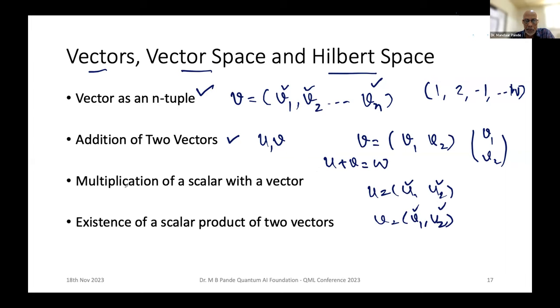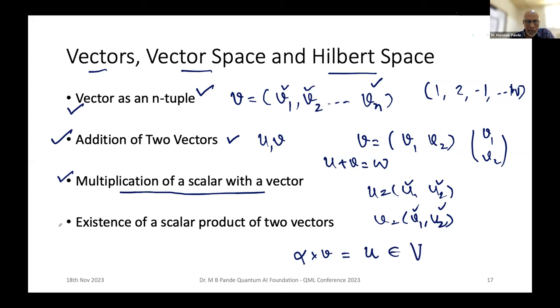The third thing is something called multiplication of a scalar with a vector. So if alpha is a scalar, that is any real number, and you multiply that with a vector V, that gives another vector U, which again belongs to the vector space V. So when you have these three properties, representing a vector as a tuple, addition of two vectors, and multiplication of a vector with a scalar, then you say that those elements belong to a vector space V.